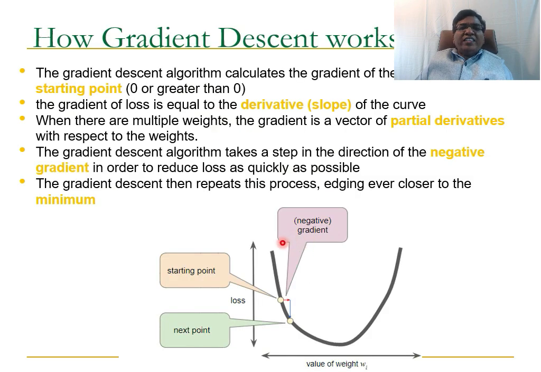How does gradient descent work? The gradient descent algorithm starts at some arbitrary point. The gradient of loss is equal to the derivative of the curve. The algorithm takes a step in the direction of the negative gradient, then it progresses until it reaches the minimum.